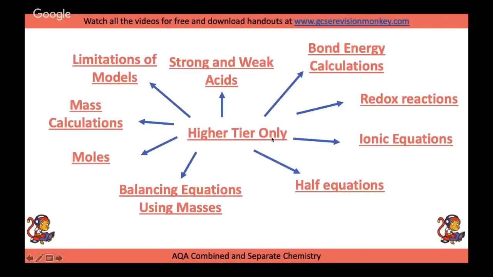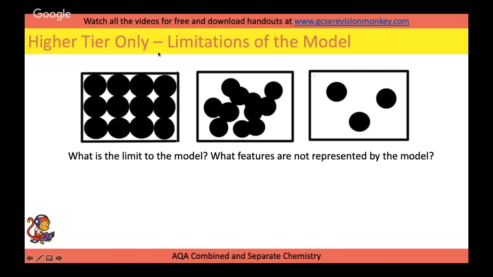Brace yourselves then, higher tier students, because you are in for a lot of calculations in this next part. Higher tier, we're going to be looking at these things on the slide. And let's get straight into it. First one, a nice easy one to let us in. They might talk about limitations of a model. If they do, that just means, what does the model not show you? Okay, so why are the models not good?